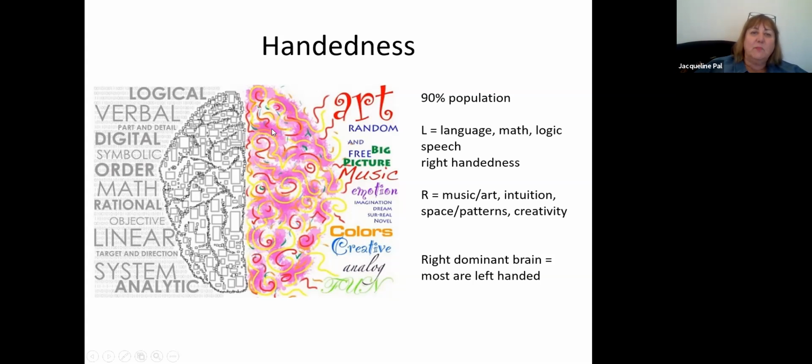So people who tend to be right brain dominant, most of them are going to be left-handed. Whereas people who tend to be left brain dominant, most of them are going to be right-handed. And if you want to really get an assessment if you think this is true or not, 90% of the population is naturally right-handed and 10% is going to be left-handed.